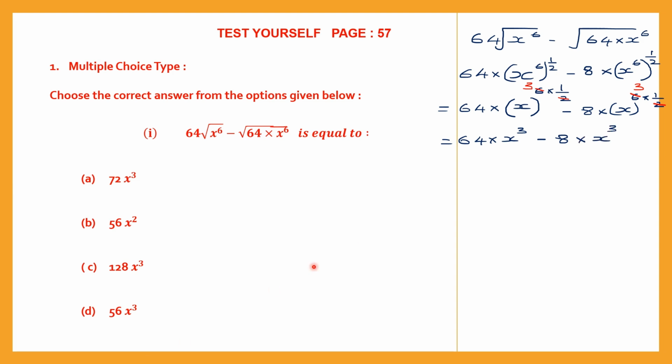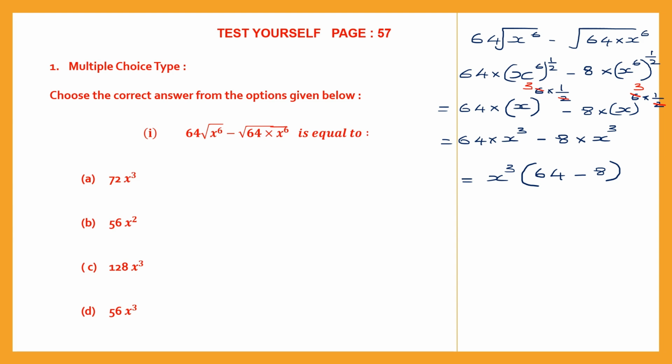So here what do we have now? 64 into x to the power of 3 minus 8 into x to the power of 3. So here what is common? Can you see x to the power of 3 is common? So we can write that like this. We can say x to the power of 3 into, and then put these numbers inside. 64 minus 8. We have learned this earlier using distributive property. 64 minus 8. We can write it inside.